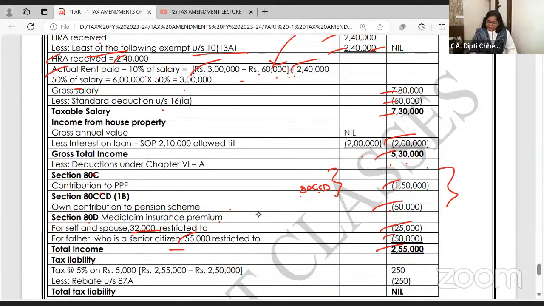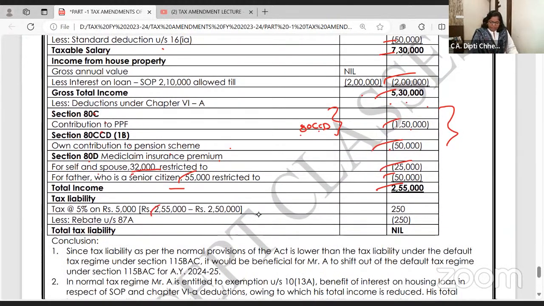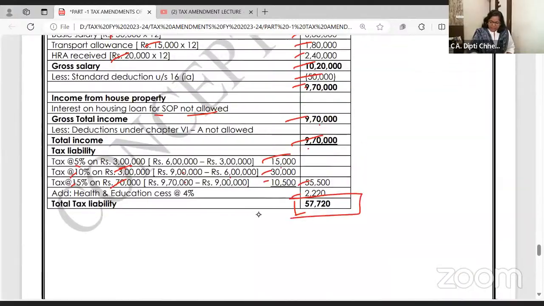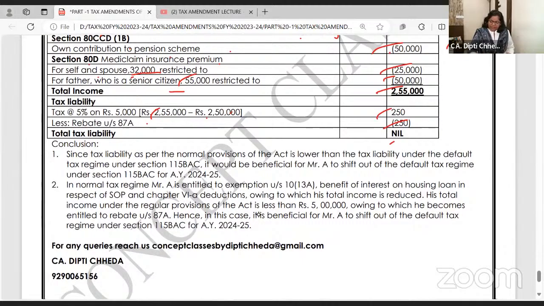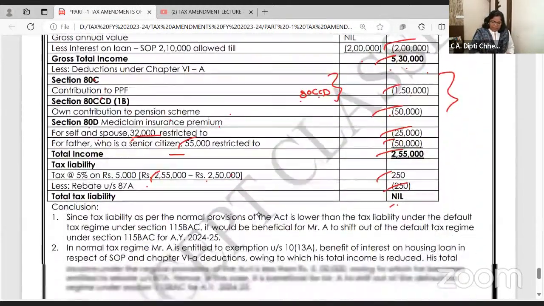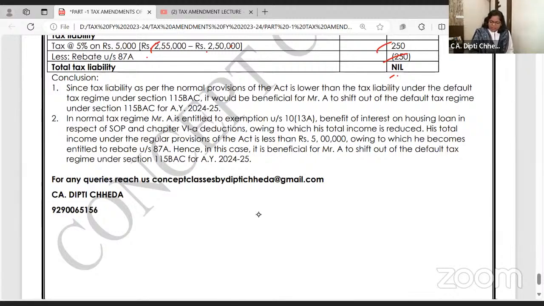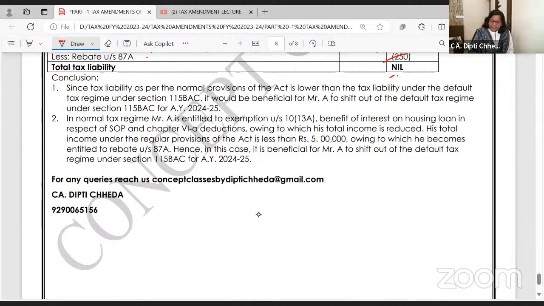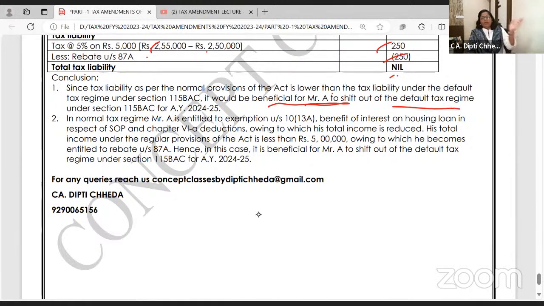So what's the total income? Yeah, 2,55,000. On 2,50,000, exempted. 5,000 pay 5% tax, 250 rupees. And he will get a rebate because his total income is less than 5 lakh. So nil. Now, what's the tax under default? 57,720. What's the tax under regular? Nil. Is he having a business income? No. Then he can make a choice. Since tax liability as per normal provision is lower than under default, it's beneficial for Mr. A to opt out of default tax regime.